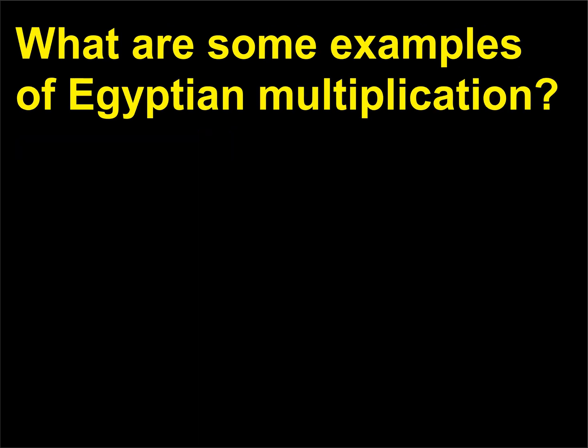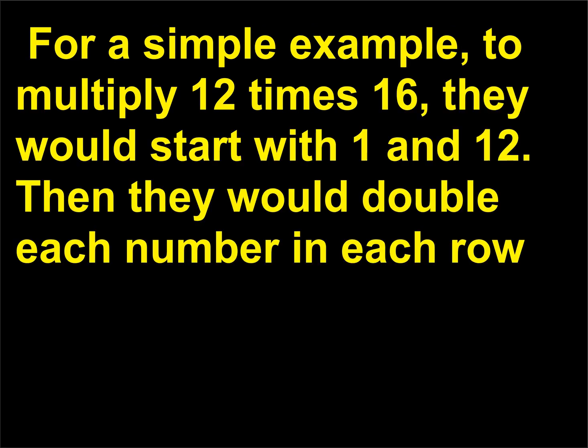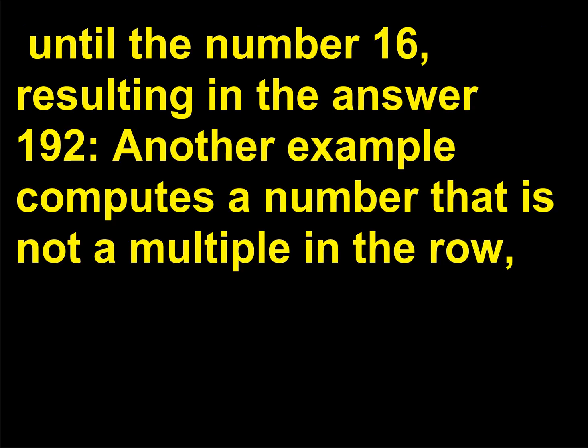What are some examples of Egyptian multiplication? Egyptian multiplication methods did not require a great deal of memorization, just a knowledge of the 2 times tables. For a simple example, to multiply 12 times 16, they would start with 1 and 12. Then they would double each number in each row: 1x2 and 12x2, 2x2 and 24x2, and so on, until the number 16, resulting in the answer 192.